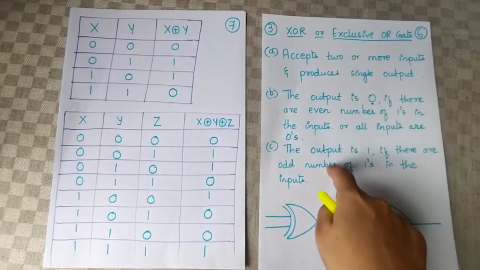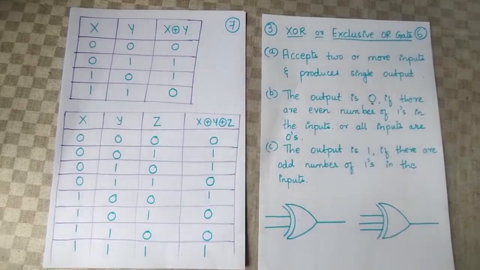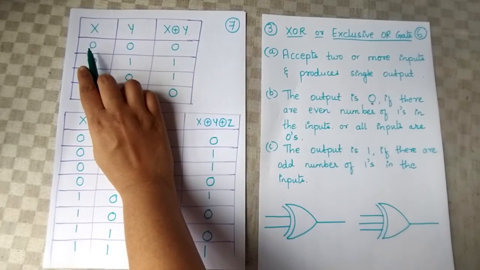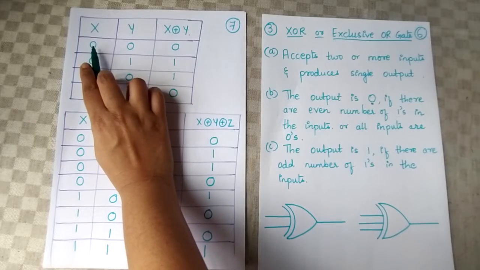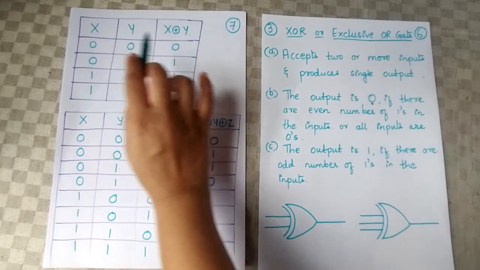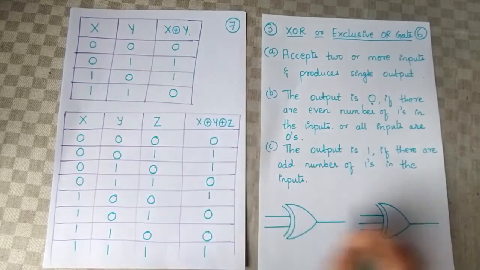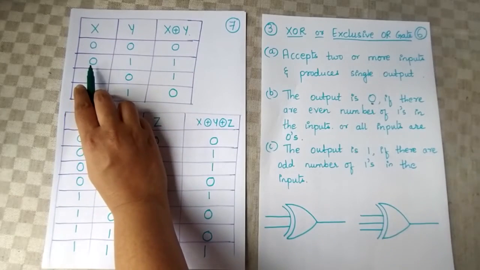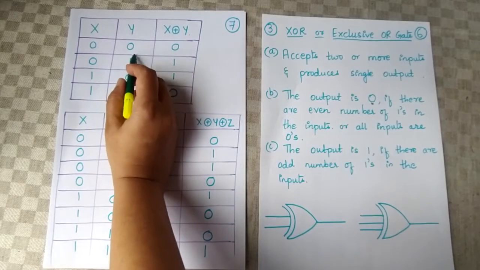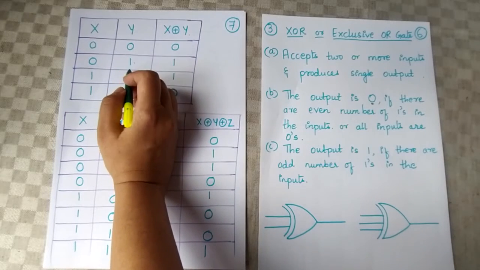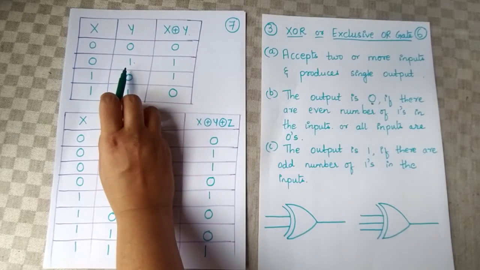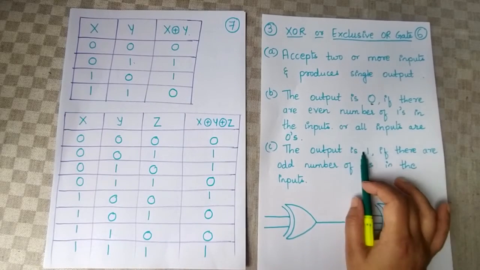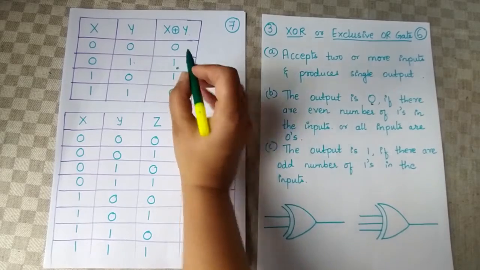So based on these two conditions, let's generate the output here. Now here if you observe, first combination it is 0, 0. So if both the inputs are zeros, result is going to be 0 for exclusive OR gate. Next, you have 0, 1. So this input 1 is there for one time, so it is odd number. If odd number of ones are there, then the output is going to be 1. That's why result is 1 here.